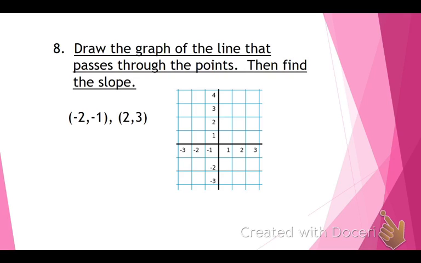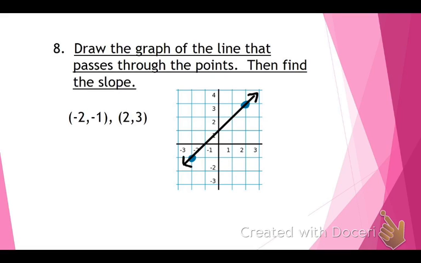Number 8, draw the graph of the line that passes through the points and then find the slope. If you notice on the problem we just did for number 7, I gave you the slope. This one has not given us the slope. So our goal after drawing the line is to find the slope. When I'm doing this right here, the first thing you're going to want to do is go ahead and plot those points. So I'm going to go to -2 and then down to 1. Then I'm going to go over 2 and up 3. You've got to connect the line or the dots.